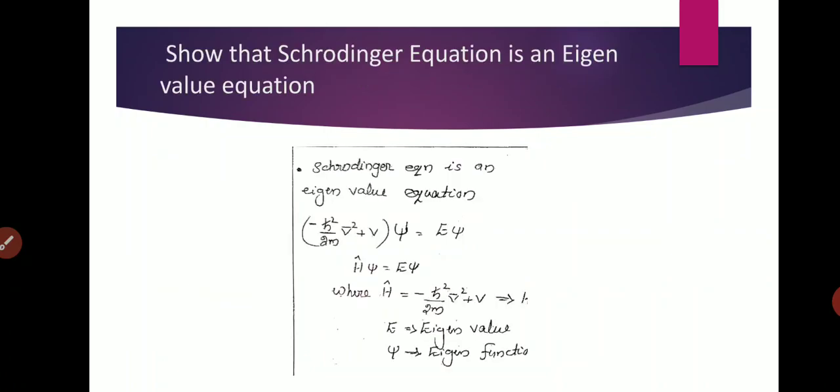Suppose we need to show that the Schrodinger equation is an eigenvalue operator equation. We have the Schrodinger equation: minus h cut squared by 2m del squared psi plus V psi is equal to E psi. If we take psi outside, then minus h cut squared by 2m del squared plus V, into psi, is equal to E psi. We already studied that minus h cut squared by 2m del squared plus V is the Hamiltonian operator. So we have H psi is equal to E psi.